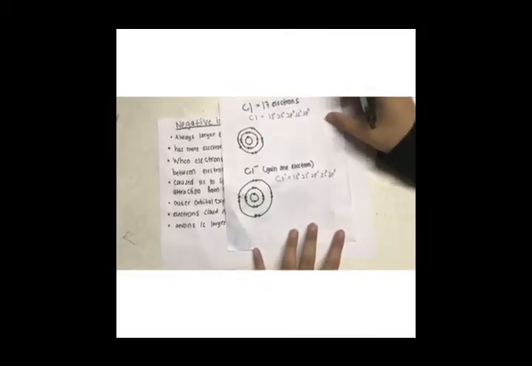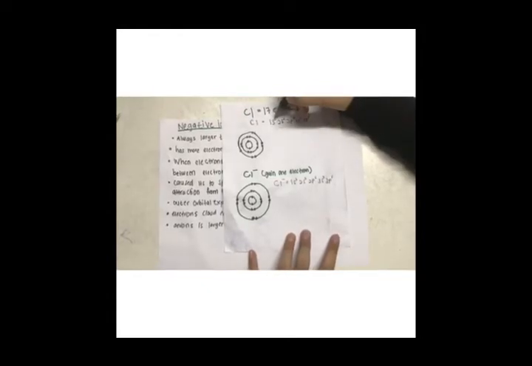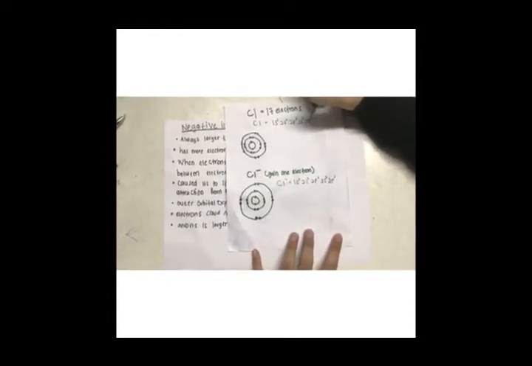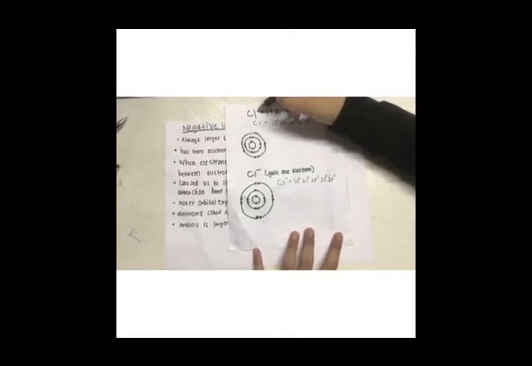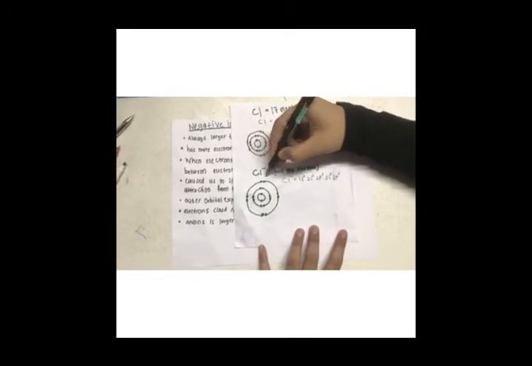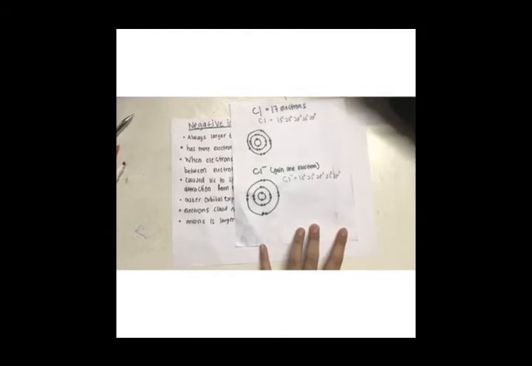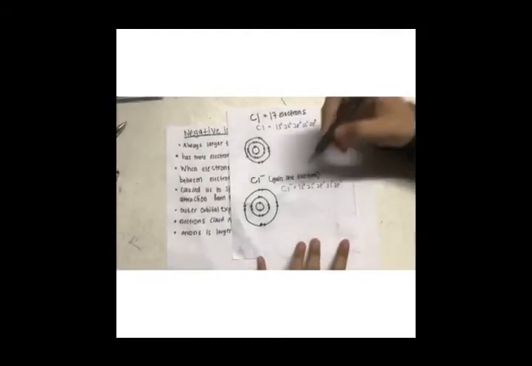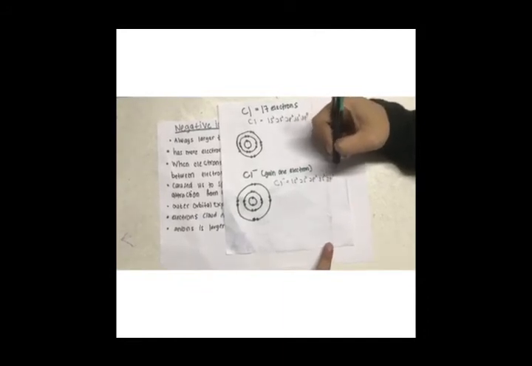Because of why? Let's take the example of the chlorine atom. The chlorine atom has 17 electrons and the electronic configuration is 1s2, 2s2, 2p6, 3s2, 3p5. And then when the Cl atom becomes a Cl ion, Cl minus, it tends to gain 1 electron, and the electronic configuration is 1s2, 2s2, 2p6, 3s2, 3p6.